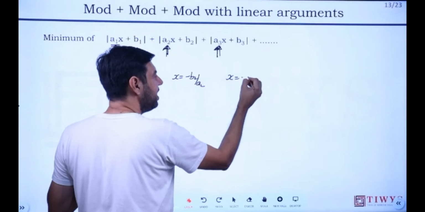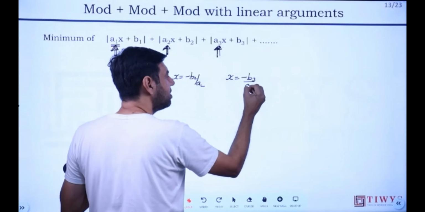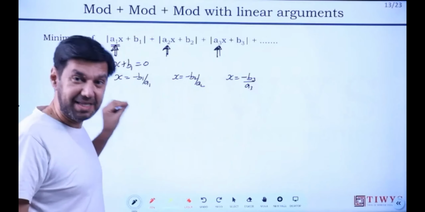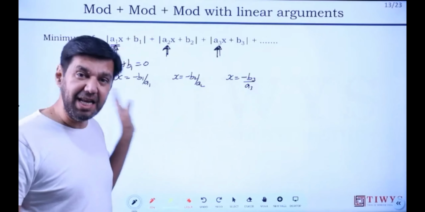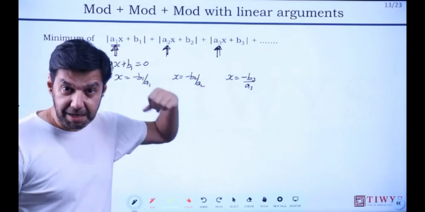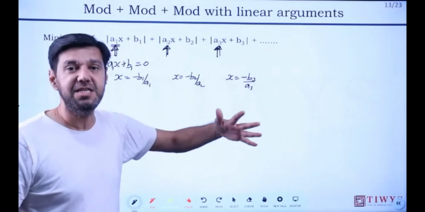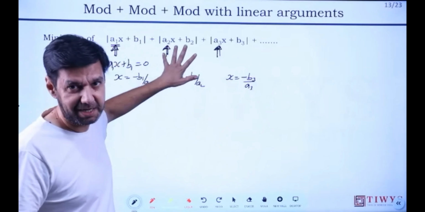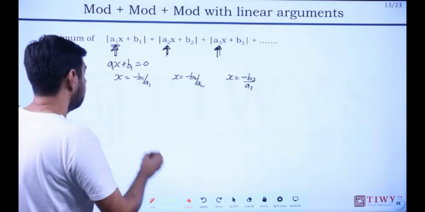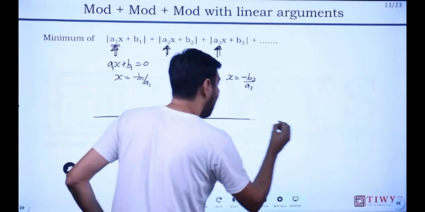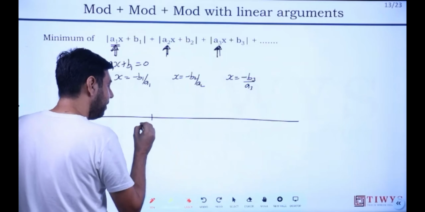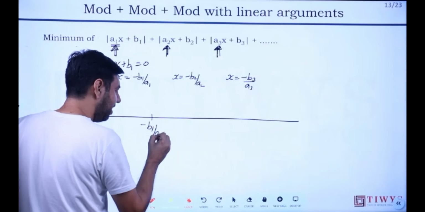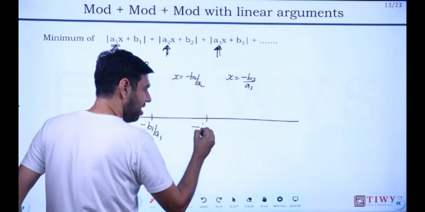So this is an easy part. Don't say I have learned it. This is easy, anyone will do it. There is something difficult, appreciate that, give it respect. The milestones are indeed minus b1 by a1 in order, students.